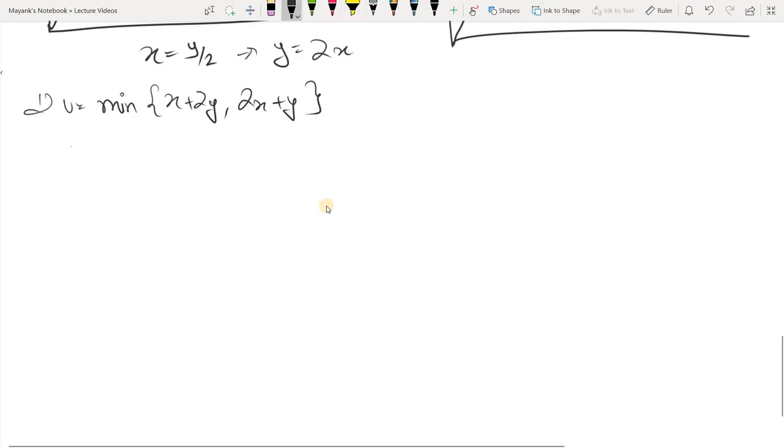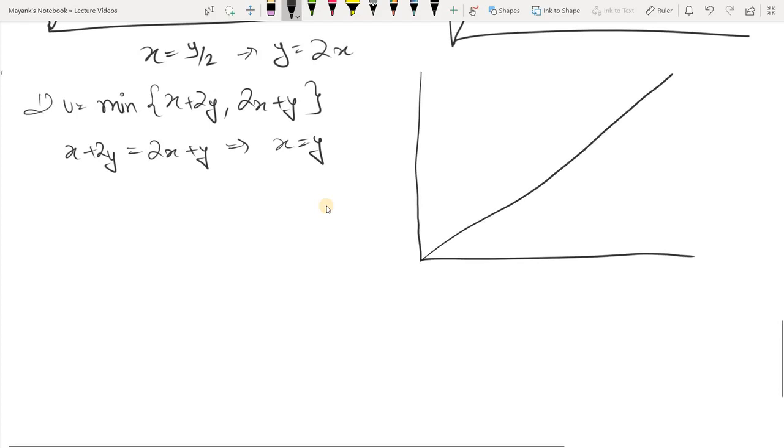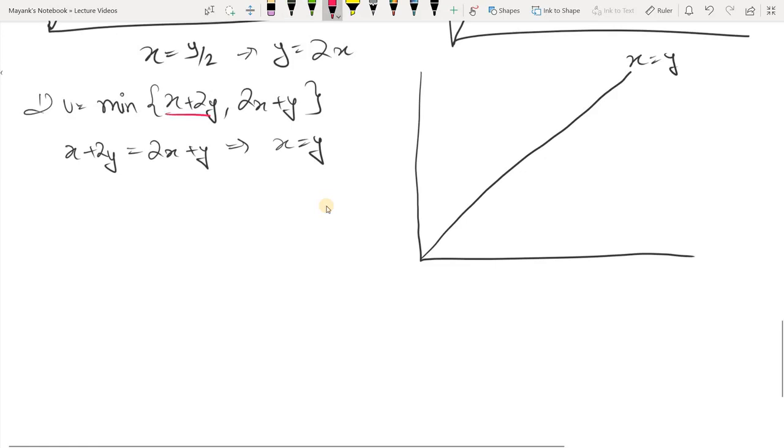So the first thing is I want to find the points where these two things are equal. So x plus 2y is equal to 2x plus y implies I can cancel the common things and simply get x equals to y. So the dividing line is still x equals to y line. Okay. Now the min function will report x plus 2y if x plus 2y is less than 2x plus y. When I cancel the common parts, I get when y is less than x. So y less than x would mean utility function is x plus 2y. Now y less than x happens on the right side. So we saw this, that the right side corresponds to x greater than y or y less than x. This would imply utility equals to x plus 2y.